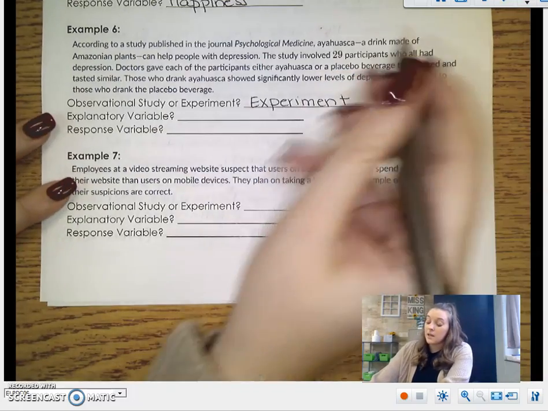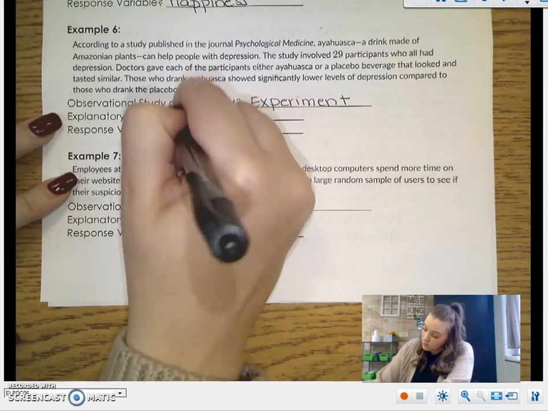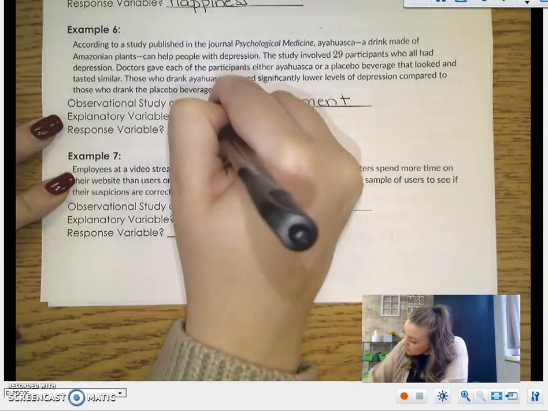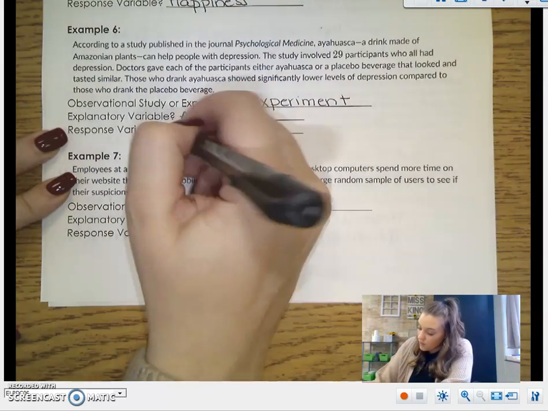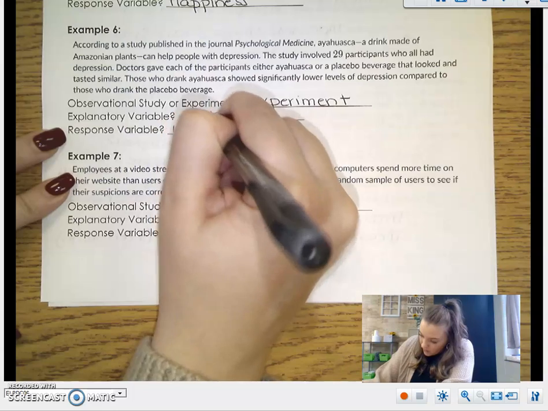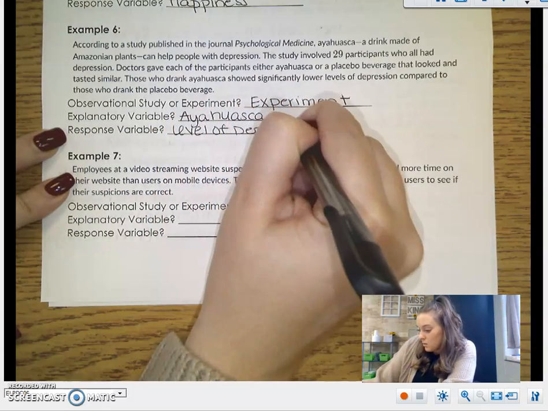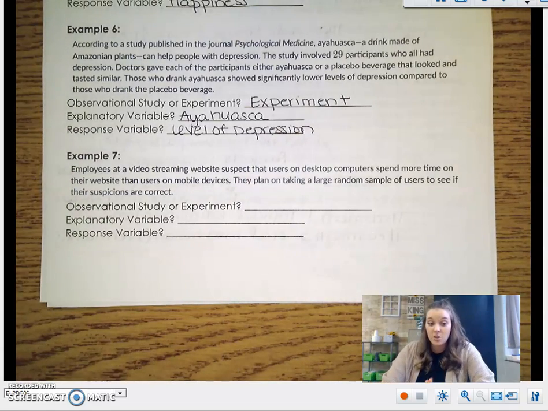The explanatory variable would be the ayahuasca. And the response variable would be level of depression. All right, last but not least, maybe try this one on your own. If you don't want to, let's do it together.